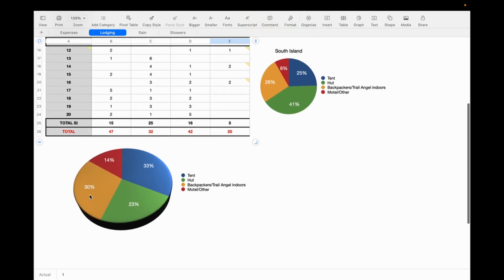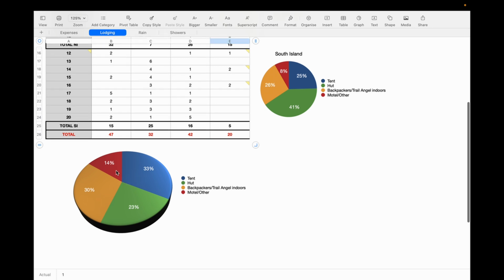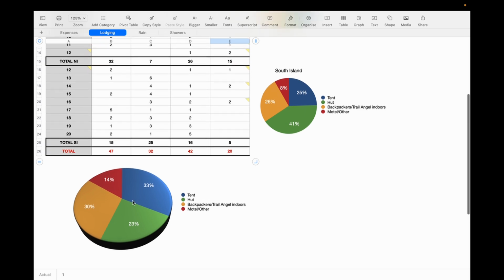And then 42 nights in backpackers or indoors. So those two were the biggest. And then 14%, or 20 nights, in others like motels and Airbnbs. So yeah, it certainly helps to make certain that you're comfortable sleeping in your tent.